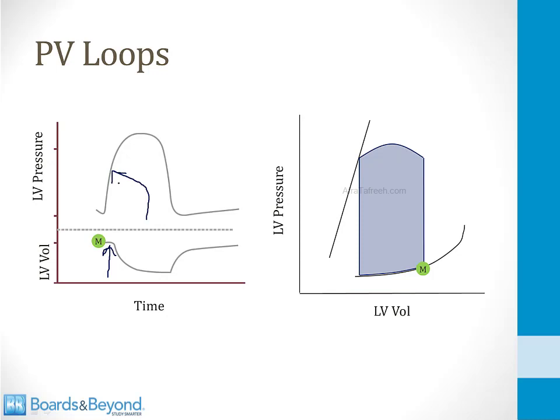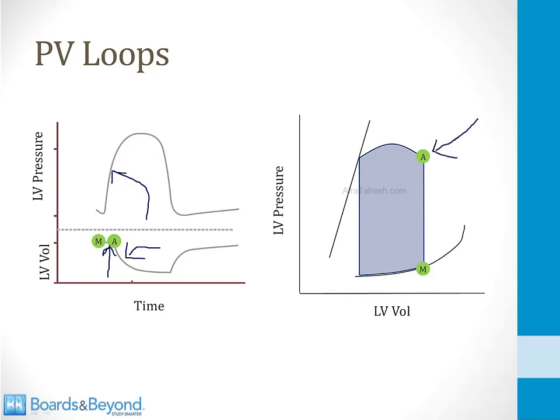At some point, the pressure gets so high that the aortic valve opens, and that's what occurs right here on the left. You know the aortic valve is opening because this is the beginning of the point where volume falls in the left ventricle. That means blood must be leaving, and therefore the aortic valve must be opened. And I've pointed where the aortic valve opens on the pressure volume loop as well.